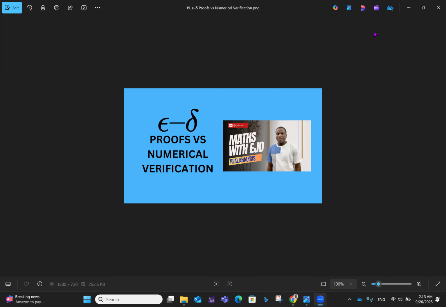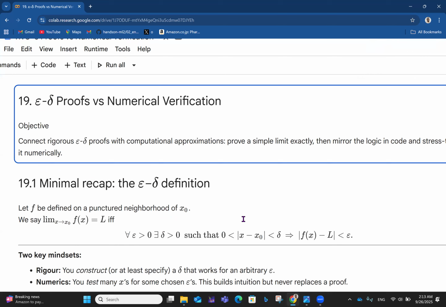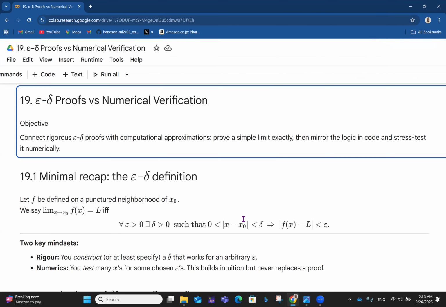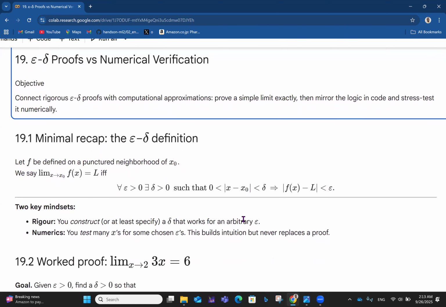We're still talking about real analysis, and here we'll be focusing on epsilon-delta proofs versus numerical verification. Okay, we go straight to that and we see what we have there. So talking about epsilon-delta proofs versus numerical verification, the objective is to connect rigorous epsilon-delta proofs with computational approximations so that we can prove a simple limit exactly, then mirror the logic in code and stress test it numerically.